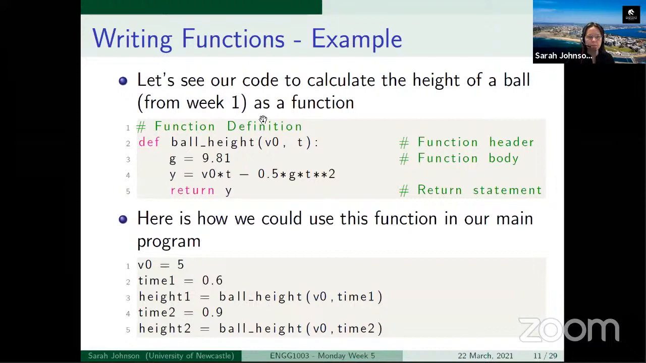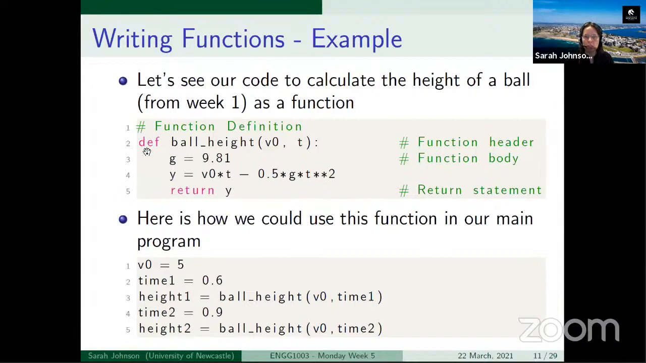And here we go. Here is the code we already knew what to do. We had to define g, and then we had to calculate the height based on this mathematical expression. But to turn it into a function, we have to do 2 things. We have to put a wrapper around it, which consists of a function header and a return statement. The function header starts with the reserved word def, which stands for definition, which means here I'm about to define the function. So the first thing you write if you want to define your function is def.